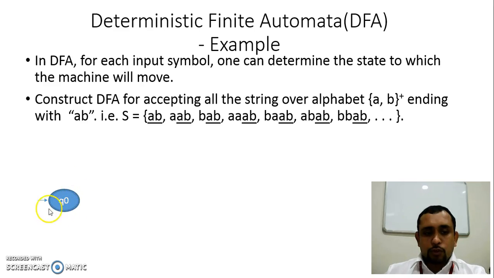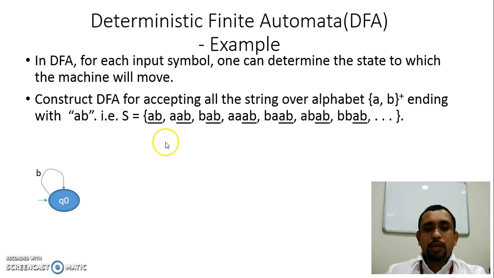So let's start with Q0, which is an initial state. Here, what we are expecting is that the string must end with AB. That is what we are talking about. So if a string has a length of two only, we will have input A followed by B as shown here.